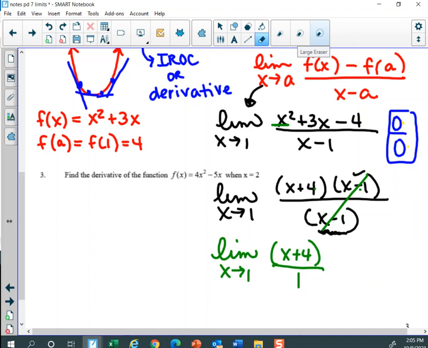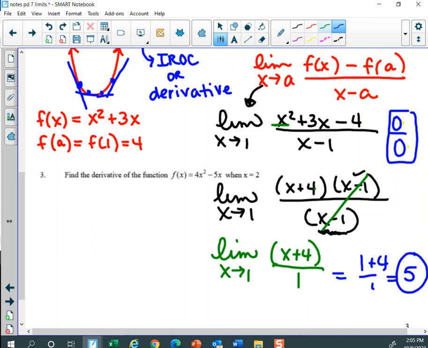And I finish my limit with substitution. 1 plus 4 over 1. Final answer is 5. You guys get that? Awesome. Now, when we learned limits, we did all kinds of different kinds of limits, and then when we took our limit quiz, it was a little challenging. The limit definition of the derivative usually flows the same way. So we'll see a lot of commonality between the problems.